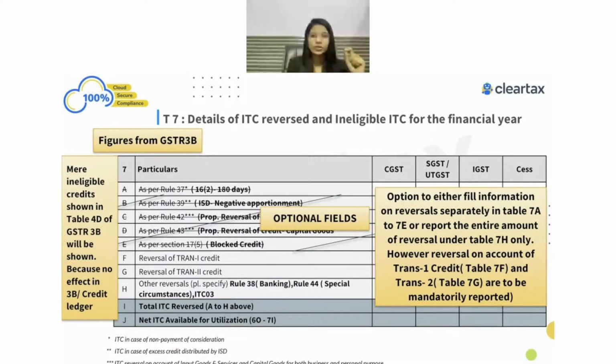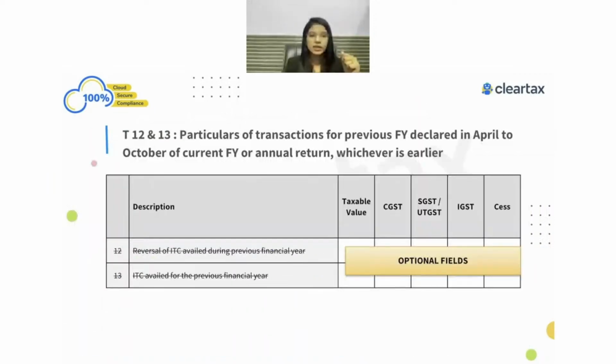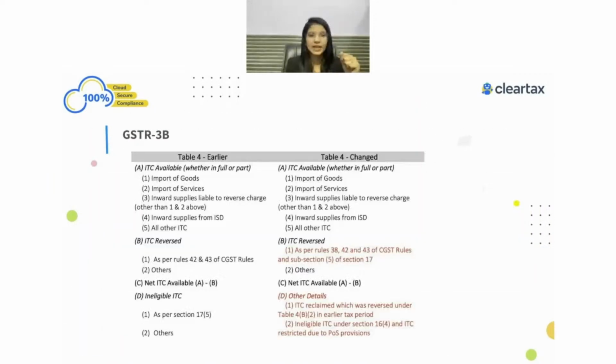So when we look into the 3B form, under that 4D section, there was a 4D also. If you remember, there was a 4D where we used to show ineligible ITC. Under the 4D section, we used to show some ineligible ITC as per section 17.5. So we never used to show it under 4A5. We never used to claim it. We never used to even reverse it. We directly used to show it under 4D1, which is just a kind of declaration. Yes, there is some ineligible ITC, and many times we were not even filling this information. Most of the time we were ignoring that part, right?